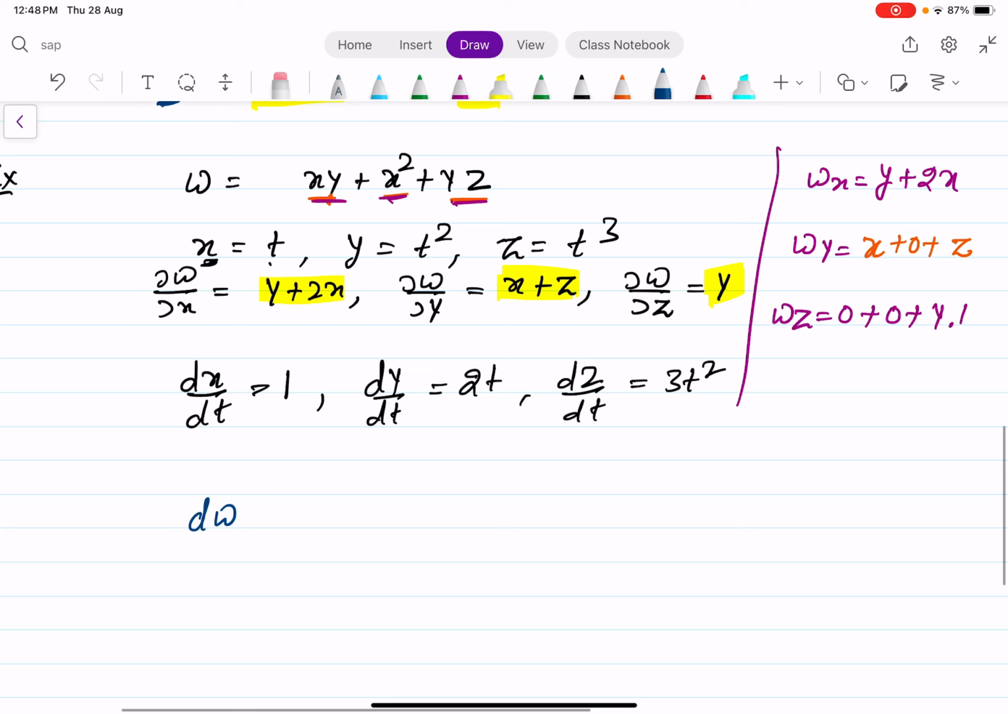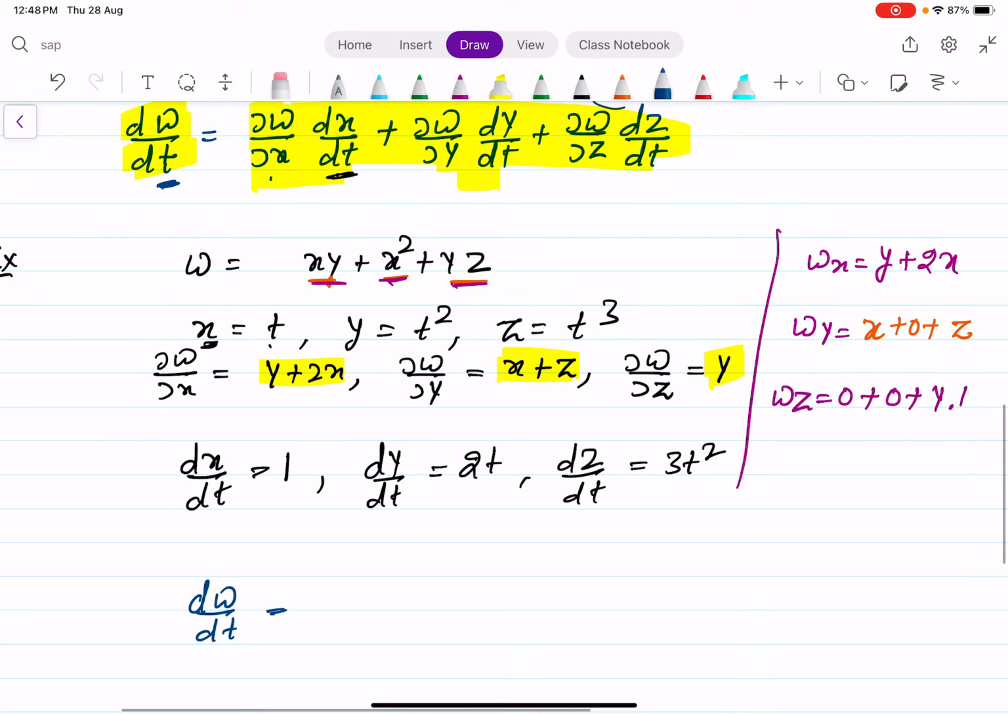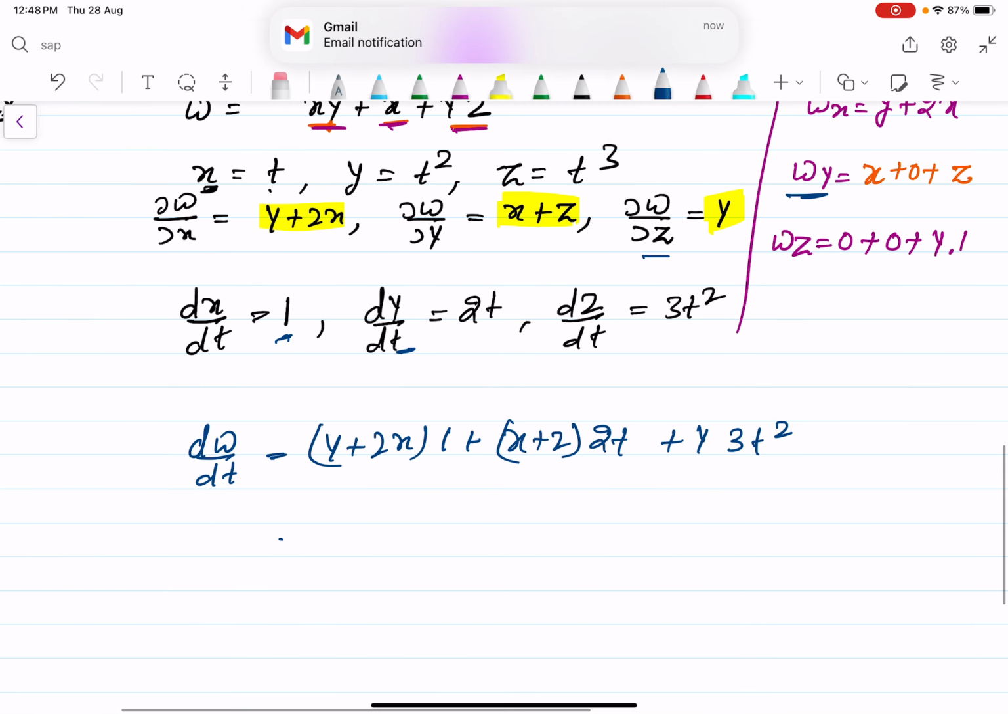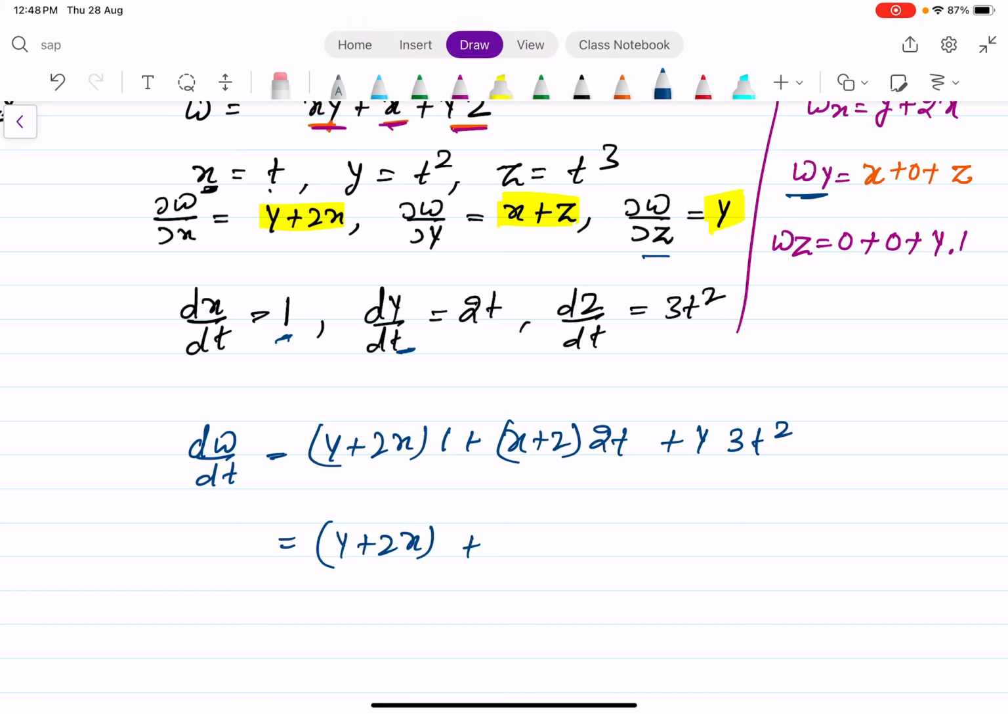So dw by dt equal to del w over del x, that is y plus 2x, times dx by dt which is 1, plus del w over del y, which is x plus z, times dy by dt, which is 2t, plus del w over del z, which is y, times 3t square. So what is coming out to be? y plus 2x plus x plus z times 2t and then y times 3t square. Put the values of x, y, z in terms of t.